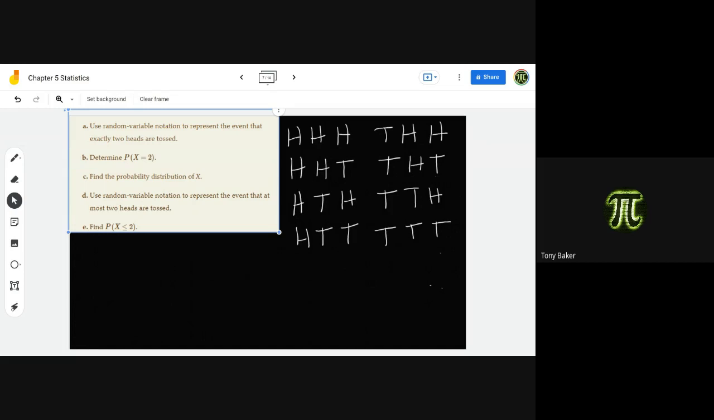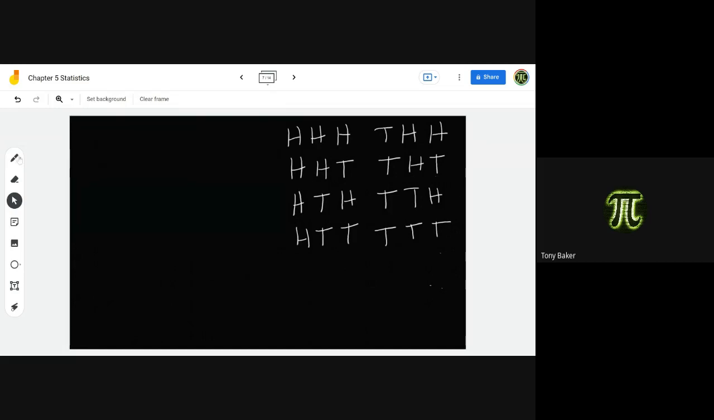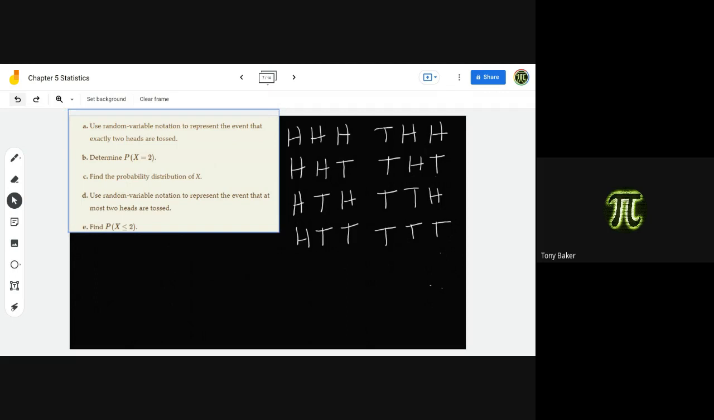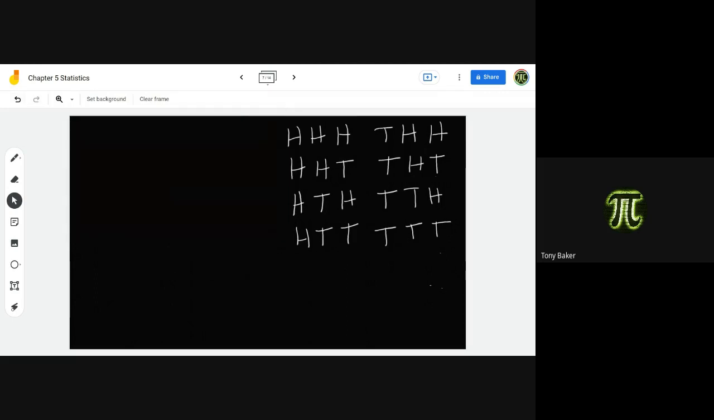All right, so the next question asked us for the probability distribution of x. So we're now looking at the probability of x equals 0, the probability of x equals 1, the probability of x equals 2, and the probability of x equals 3. When we're looking for a probability distribution, we're looking for them all.